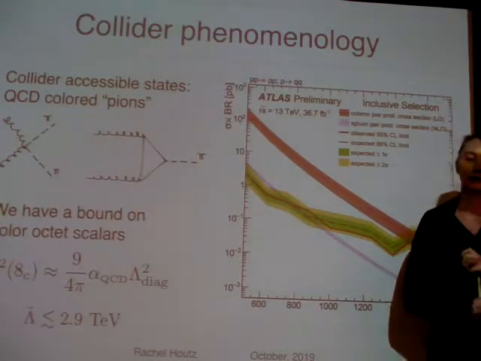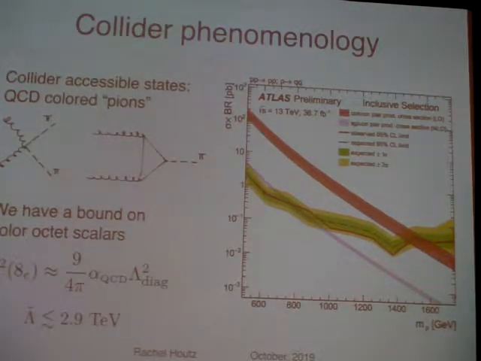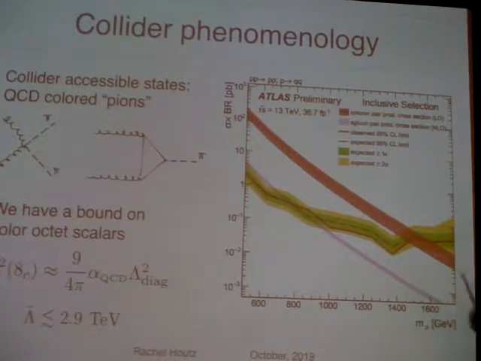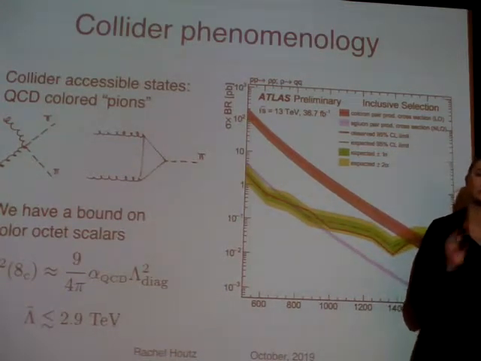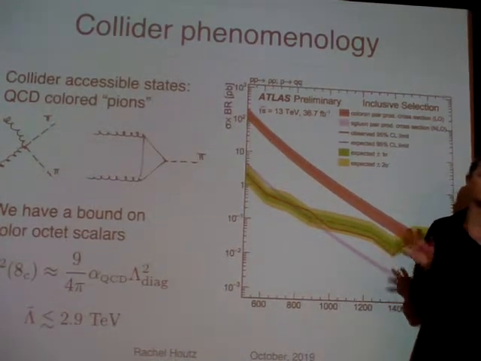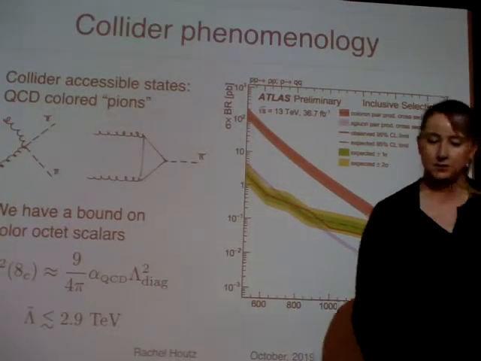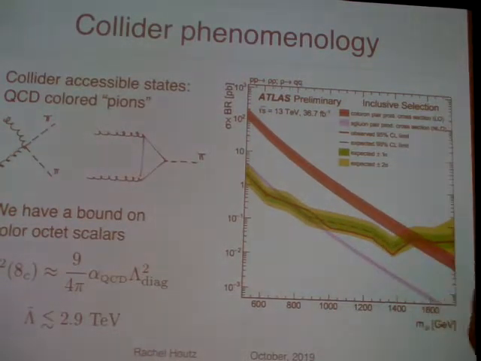And then the relevant collider phenomenology are these octet pions, and this gives us a lower bound on the confinement scale. The LHC has been looking for colored states, and because of the bound on their mass, the confinement scale can't be less than about 3 TeV. So for the rest of the talk, I'm going to assume that this confinement scale is 3 TeV. Does this look conventional, from the low energy point of view, for axion physics? Does it look like a conventional axion model with an f_a around lambda tilde?